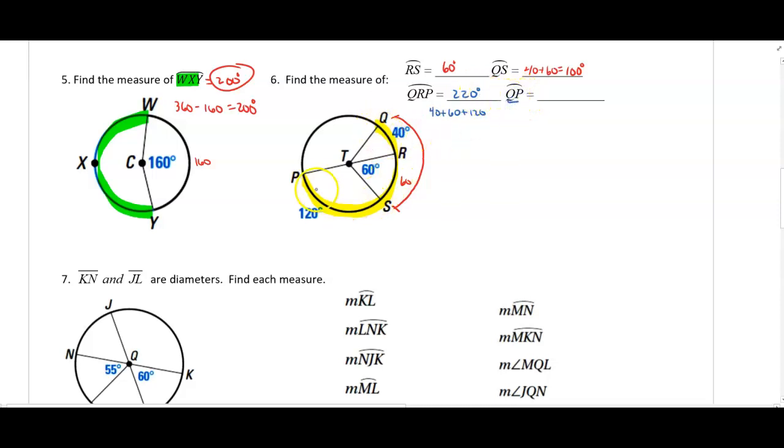Okay. Now, arc QP, here's the difference with this, guys, is that it's named using 2 letters. So instead of going the long distance, here I go the short distance. Remember, if it's named using 2 points, it's 180 degrees or less. Well, the easiest way to find this one is to basically do 360 minus 40 minus 60 minus 120, right? And that would give you 140 degrees. Okay?